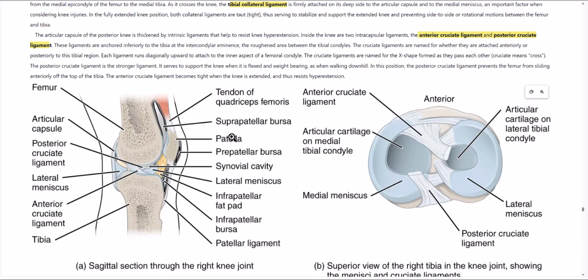From a sagittal side, we can see the quadriceps femoris tendon coming down, wraps around in front of the patella. There's that bursa, comes down, another bursa, and attaches to the tibial tuberosity. That's a bone marking that you'll get to know really, really well. And we can see the lateral meniscus labeled. We can see the PCL and the ACL also labeled in this picture.